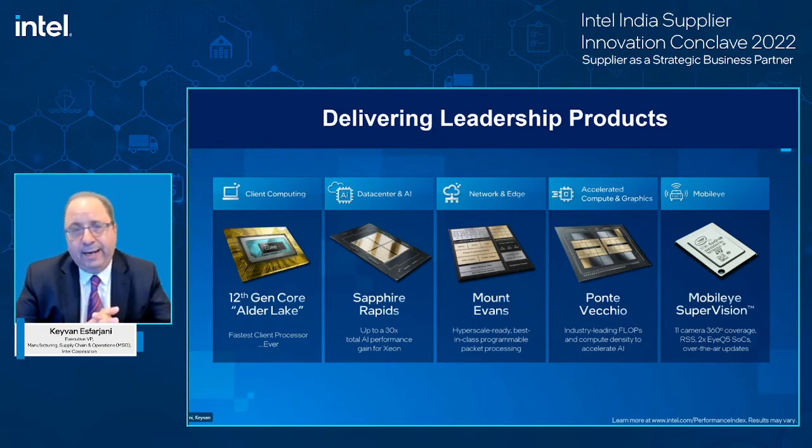And lastly is our Mobileye. Mobileye Supervision, 11 cameras, 360 coverage. This is where the future and the growth of AI is really powering the automotive, right? And clearly that's one of the strategic initiatives that I know in India that exists. So leadership products coupled with leadership process technology, that's how Intel wins.